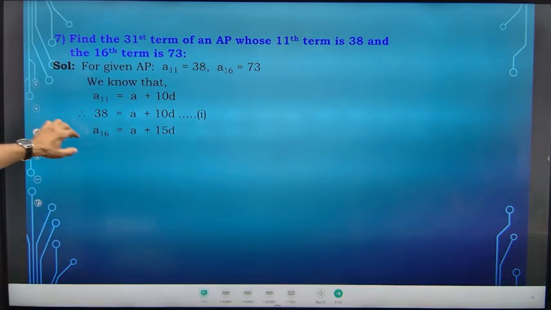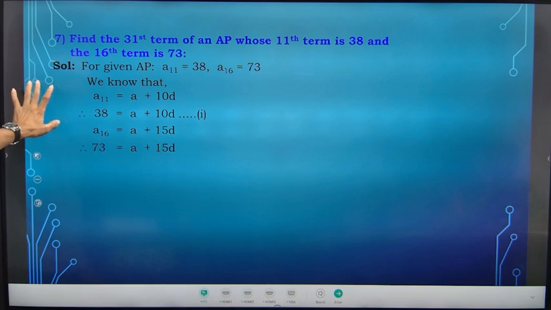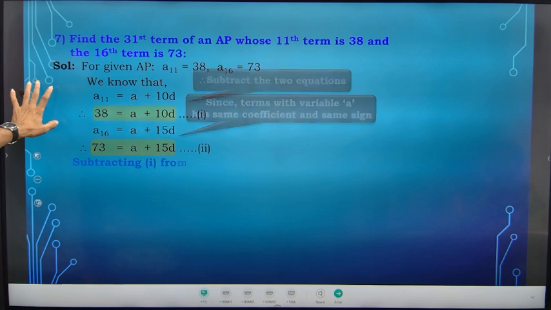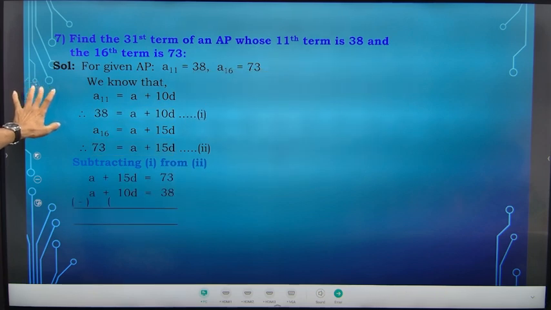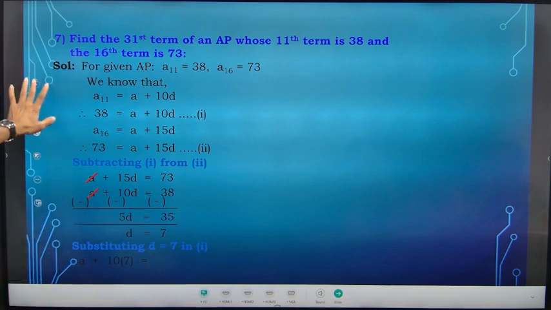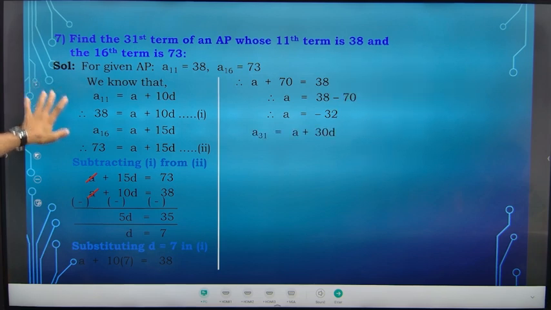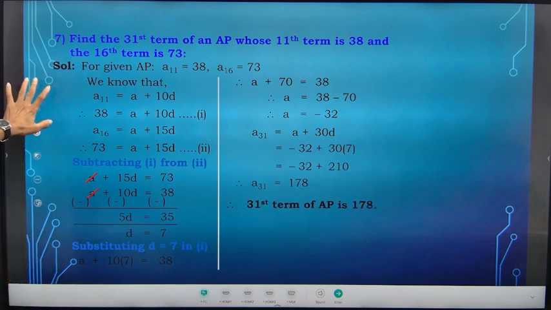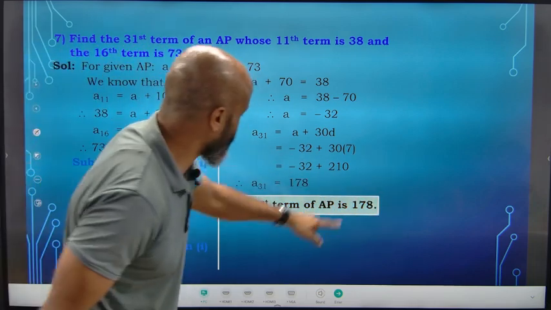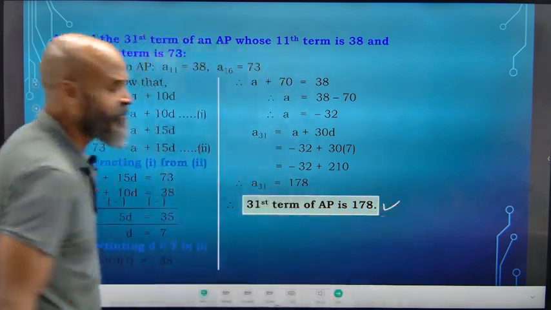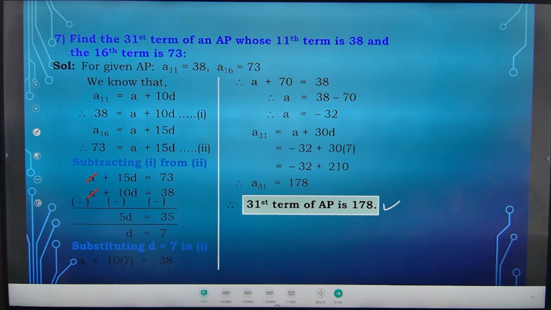So 38 is equal to this much, and 73 is equal to this much. So subtracting this, we will get 5D is equal to 35. So D is equal to 7. Now substituting the value of 7 and transposing the terms, A is equal to minus 32. Okay, A31 is equal to minus 32 plus 210. So the 31st term of the AP is how much? 178. Clear?